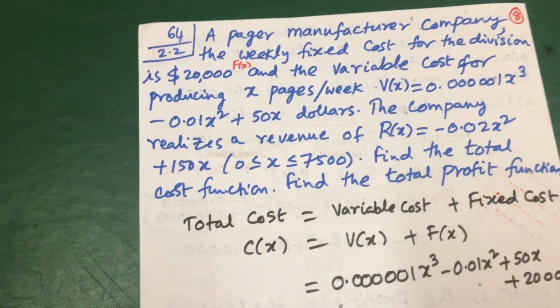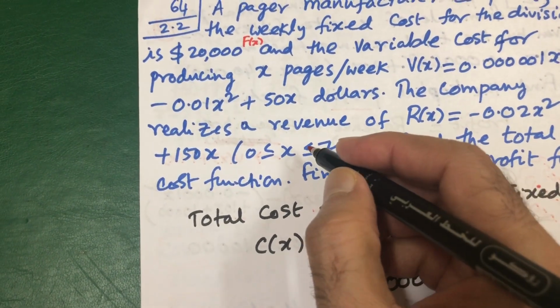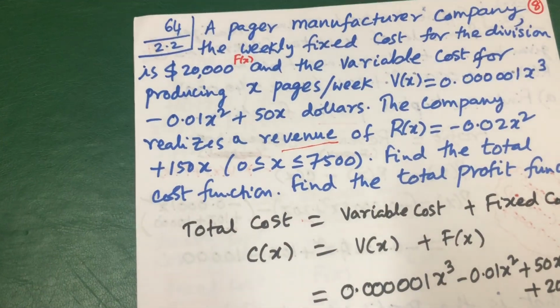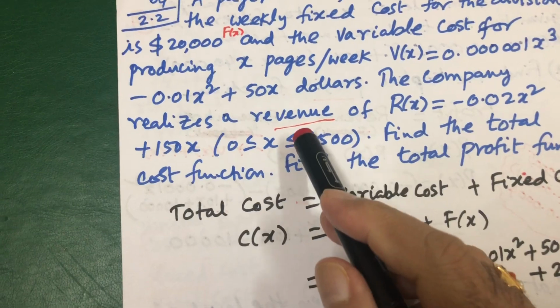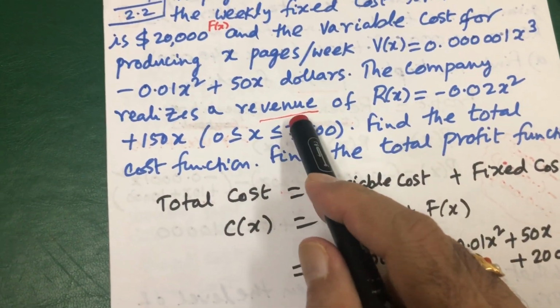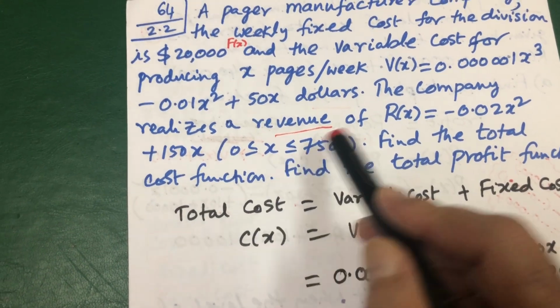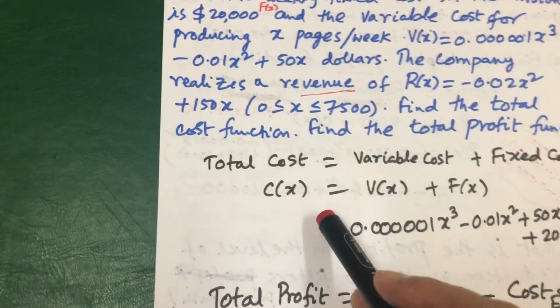Revenue means the money that comes into the company, the money that comes into your pocket. Rx is equal to this. So what are the things? This is Rx, this is Vx, this is fixed cost. So what is your formula?